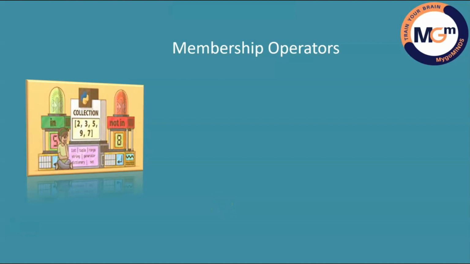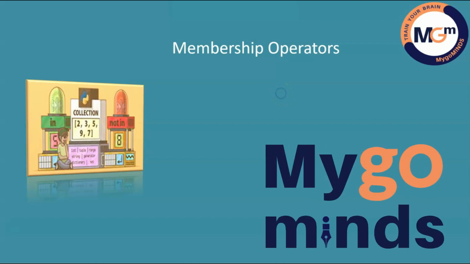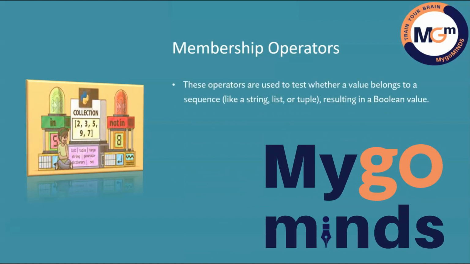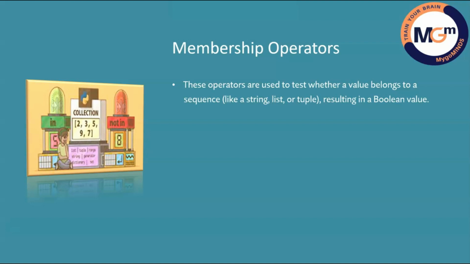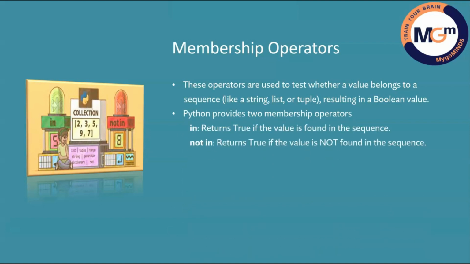Now let us learn about membership operators. In membership operators we have two, which are in and not in. These operators are used to check whether a value is present in a string, list or tuple. If you don't have knowledge on string, list or tuple, please do watch our video on data types in Python. If a particular value is present in a list, it gives true. If it is not present, it gives false.